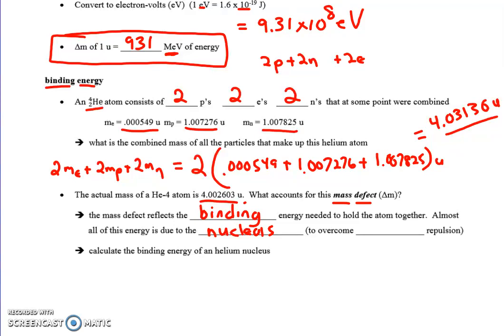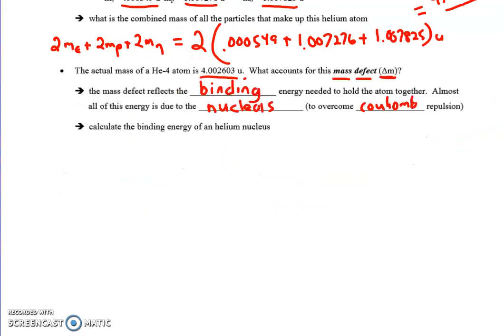The reason we need this binding energy is because you're cramming all these protons, or in this case just 2 protons, in a very, very small space. They want to repel each other, so you need that energy to overcome the Coulomb repulsion that comes from putting positives in a very, very small space. So we want to understand, if there is a difference in mass between the constituents and the whole, how much energy was given up by this loss in mass. That's where our MeV conversion factor is going to come in very handy.